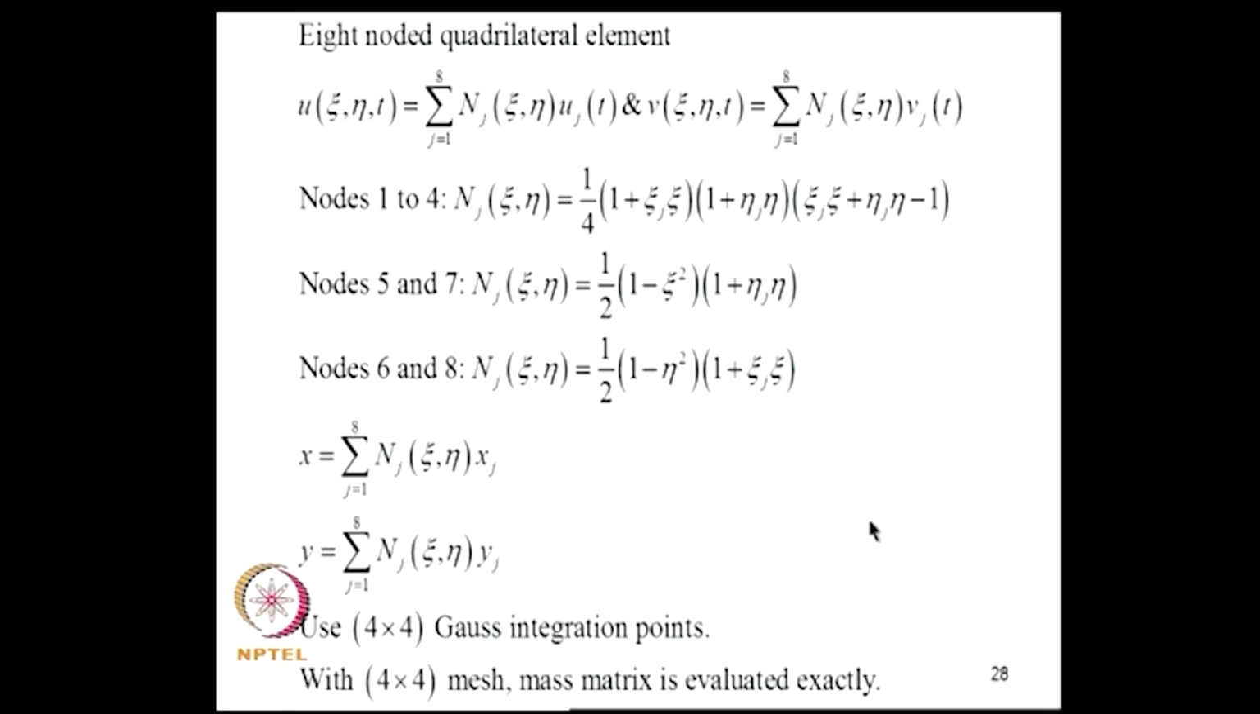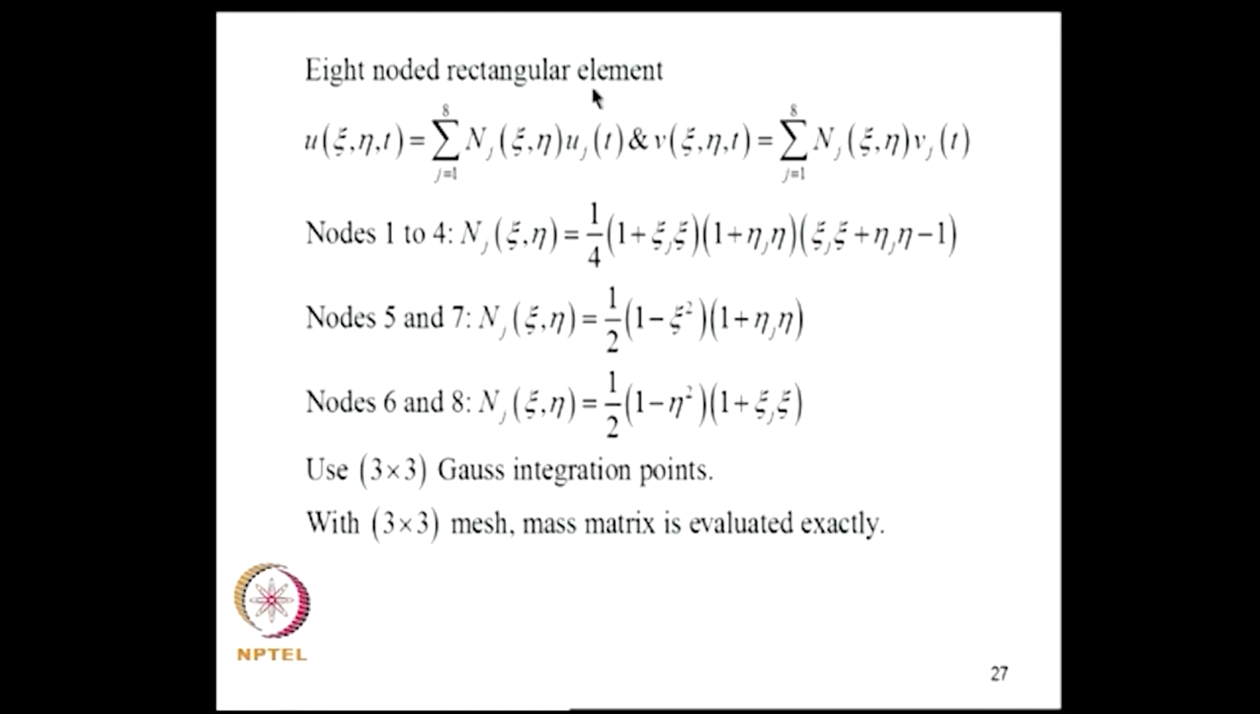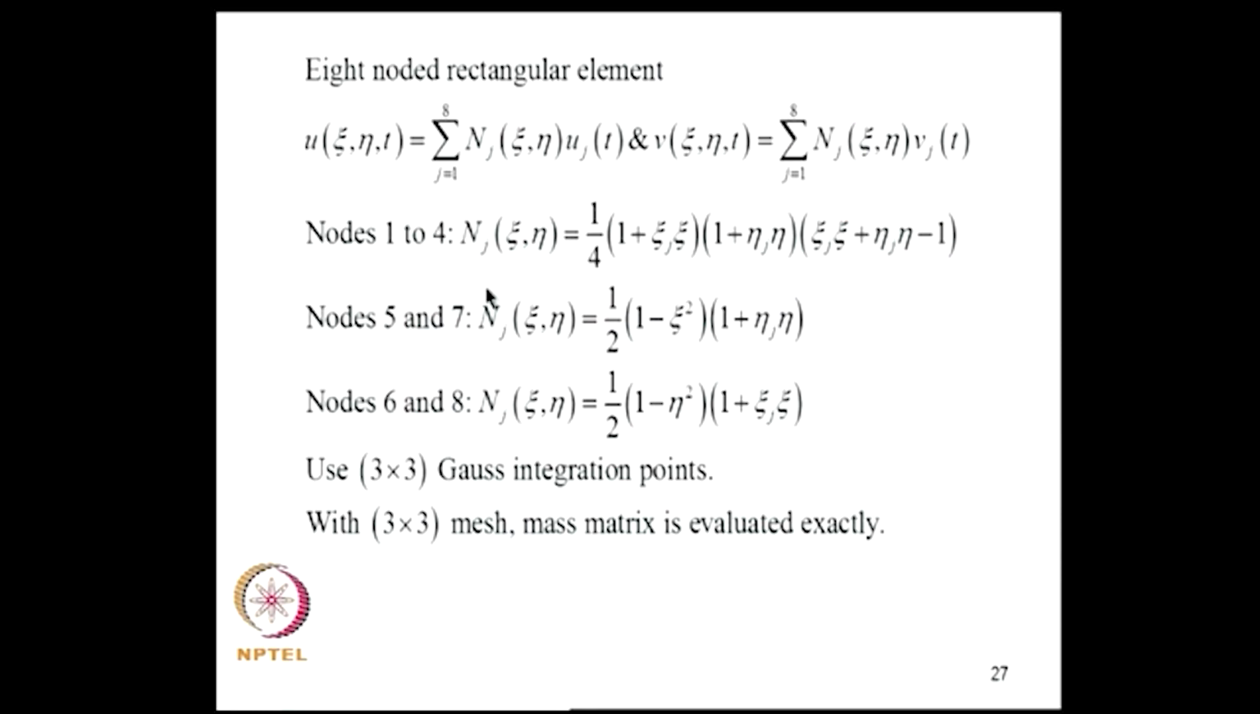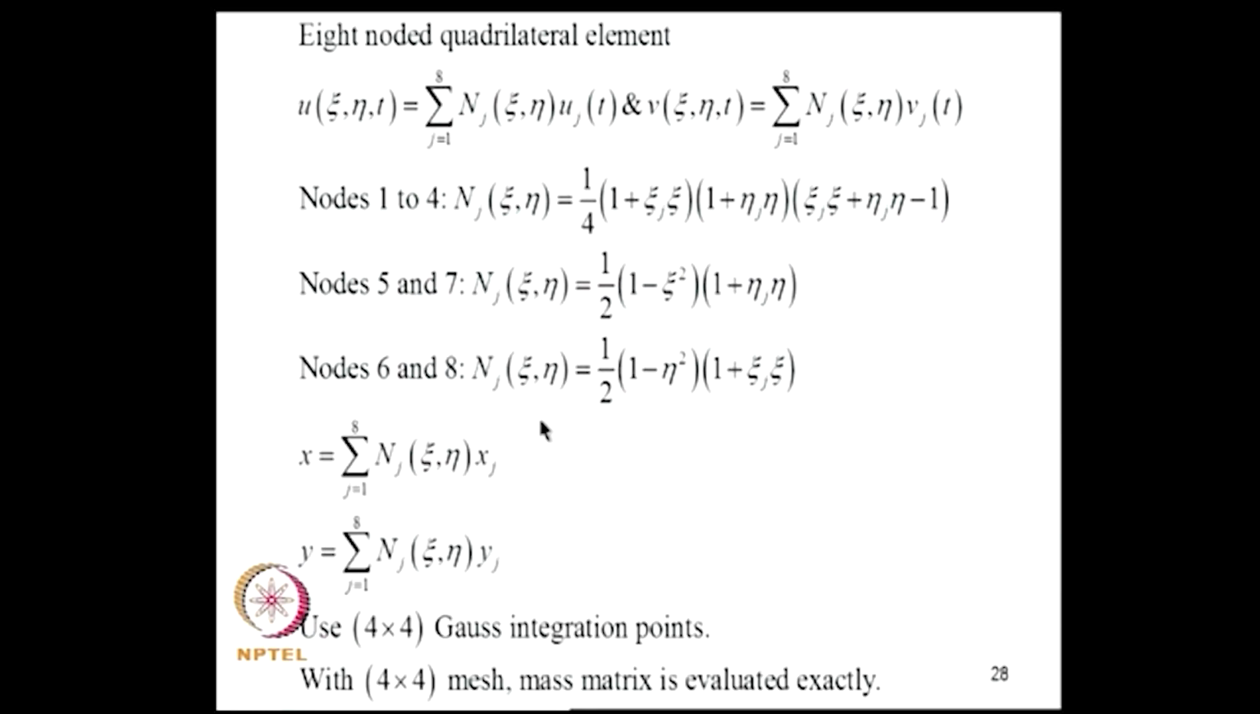Now, this discussion is not for this element, this discussion is for a rectangular element. For a quadrilateral element the same formulary works, except now that the x and y also need to be interpolated using the same shape functions. Okay. So, in this case it turns out we need to use 4 by 4 Gauss integration points in evaluating stiffness and mass matrices, and if you use 4 by 4 mesh, the mass matrix is evaluated exactly.